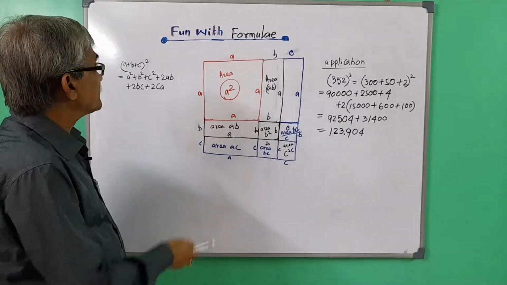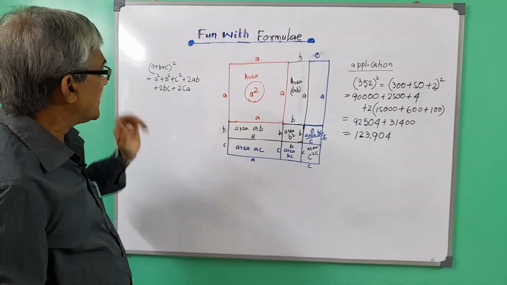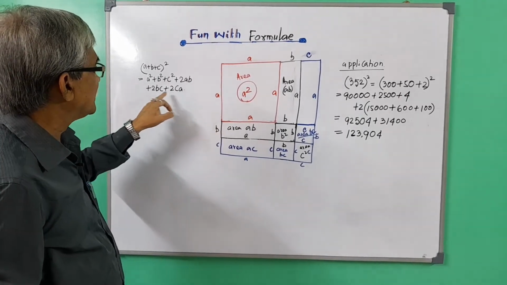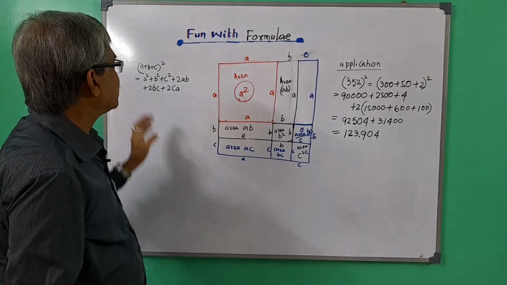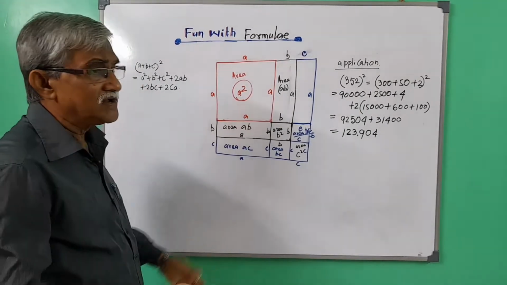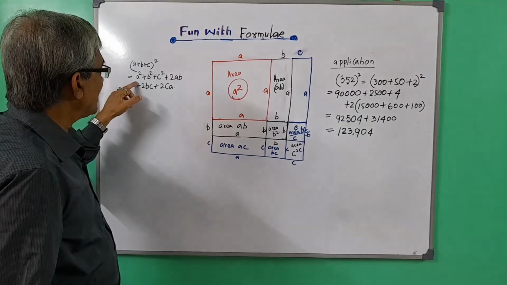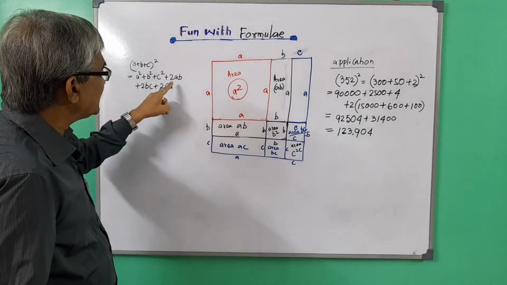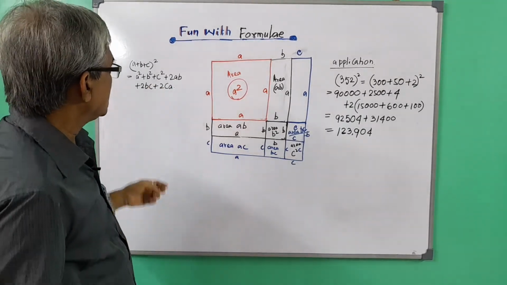Next we come down to this formula, a plus b plus c whole square is equal to a square plus b square plus c square plus 2ab plus 2bc plus 2ca. And you get it by just multiplying a plus b plus c with a plus b plus c in a very traditional method or way, you know. Okay, and that equals a square plus b square plus c square. You can take these two common, that will be ab plus bc plus ca. Now what does it mean?